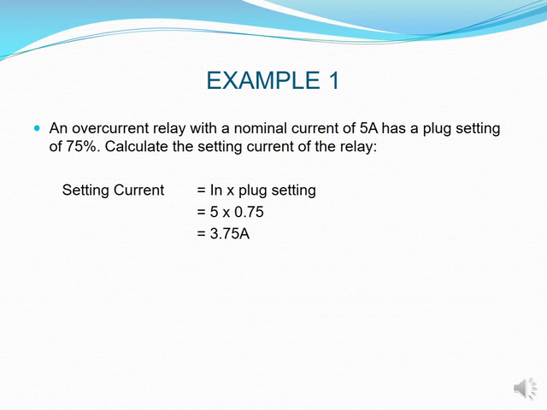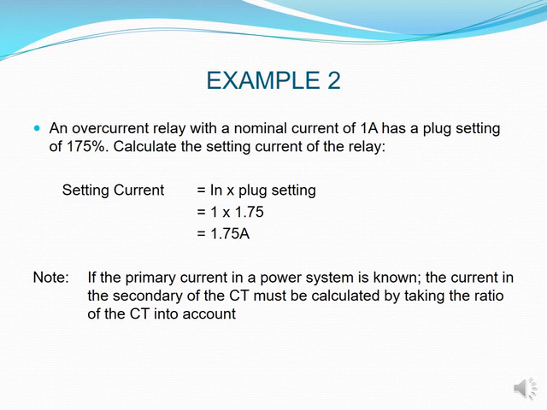So I've started out by putting very simple examples just so that we can get the easy principles to go by, where you have a scenario of an overload or an overcurrent relay with a nominal current of 5 amps and it has a plug setting of 75%. And they say calculate the setting current of that relay. So our setting current would then be equal to that nominal multiplied by that plug setting, which would be in this case 3.75. Okay.